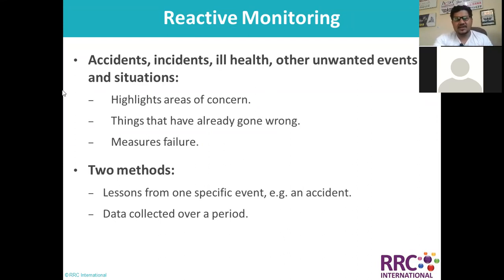So accidents, incidents, ill health, or other unwanted events and situations highlight areas of concern, things that have already gone wrong, and measure what? The failures. And we have two lessons, two methods. One, we get the lessons from one specific event, like an accident, and the other from data collected over a period. So we keep following up so that there isn't any possibility of that accident being repeated. All our preventive or corrective actions, we follow up to make sure sustainability is there.